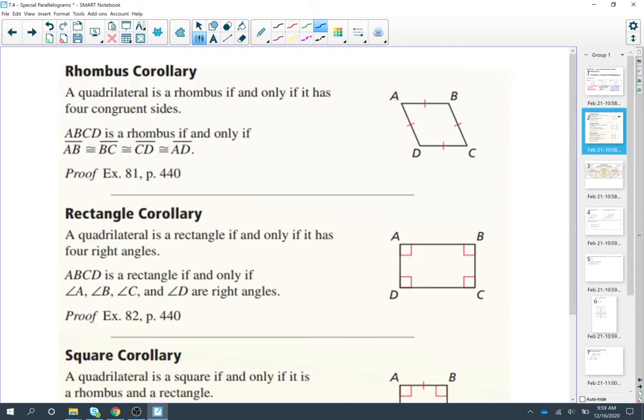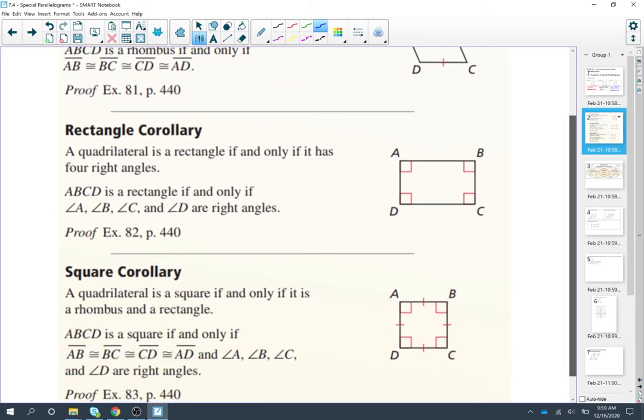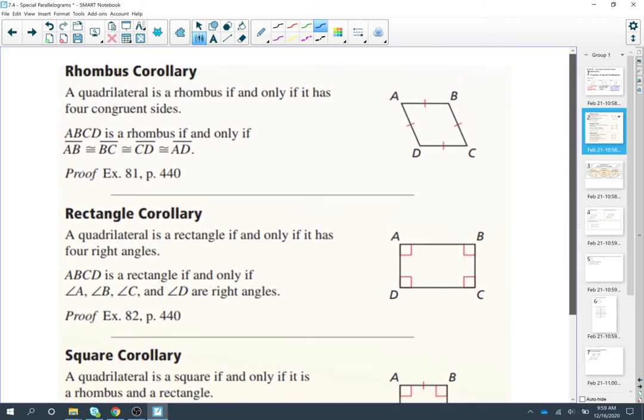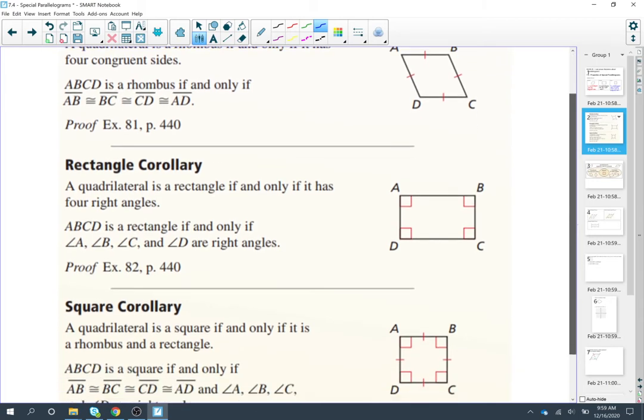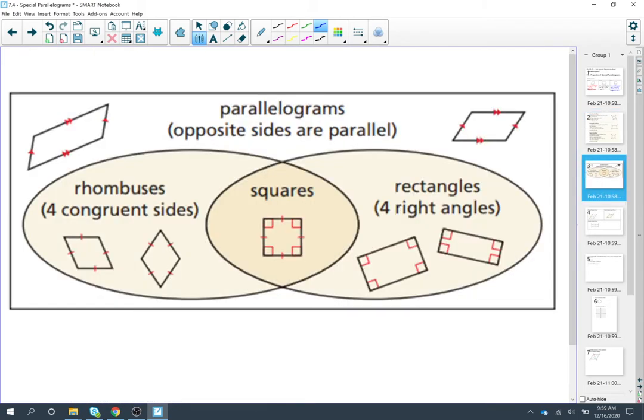Now, here are the corollaries. It kind of says what I said. Take a moment, pause the video, read through these. I'm not going to do it for you, but it goes over once again your rhombus, your rectangle, and your square. Now this chart, I really like this chart because it helps us to start answering the questions of sometimes, always, or never, which we're going to actually do in example 1.